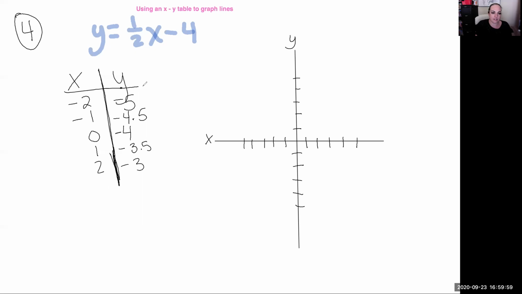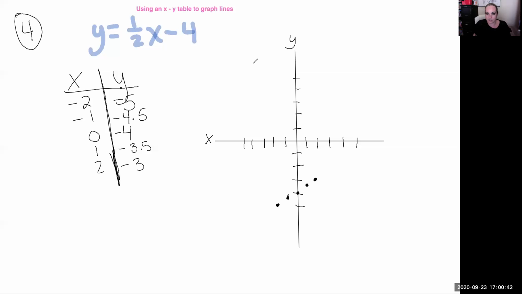And my first point is going to be -2 and -5. So go over to -2, down to -5, right about here. -1 and -4.5. Let me make it bigger this way. Mine will not be as accurate as yours because yours is on graph notebook paper. 1 and -3.5, excuse me, gotta be precise. 2 and -3.